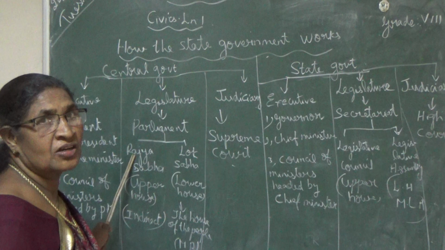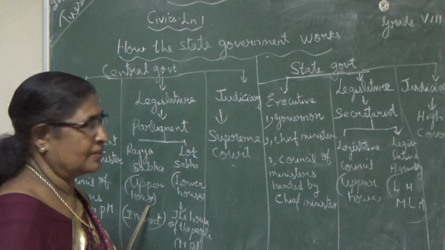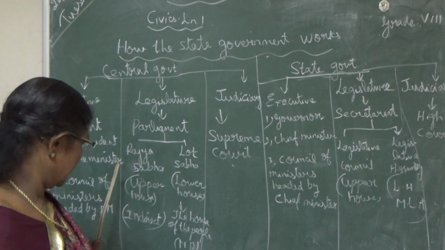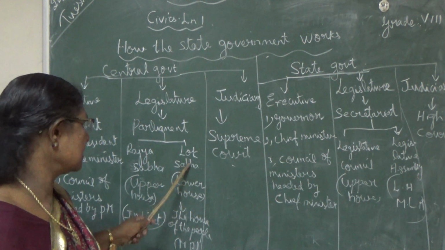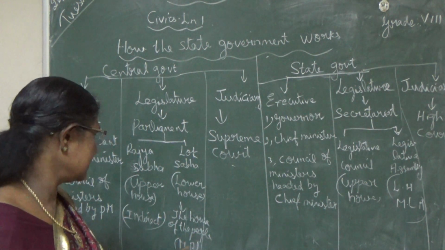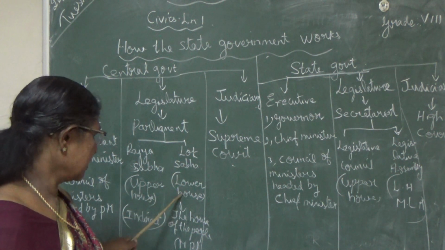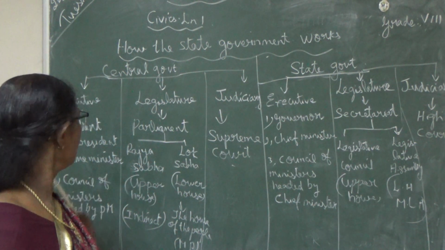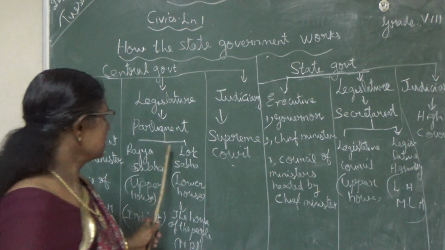The members of the Rajya Sabha are elected indirectly. They do not conduct a direct election. But the Lok Sabha, the lower house, is otherwise called the house of the people, meaning the MPs, members of parliament. This is about the central government. Do you understand?